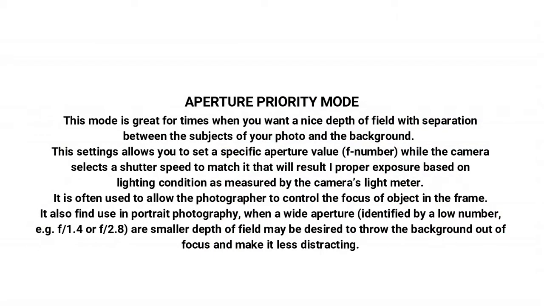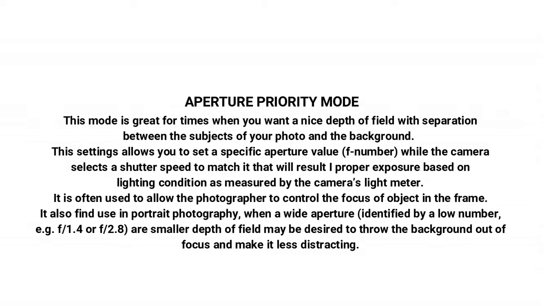Another type of mode is the aperture priority mode. Now, the aperture priority mode on some cameras is represented as A or AV. This mode is great for times when you want to have a nice depth of field with separation between the subject of your photo and the background.